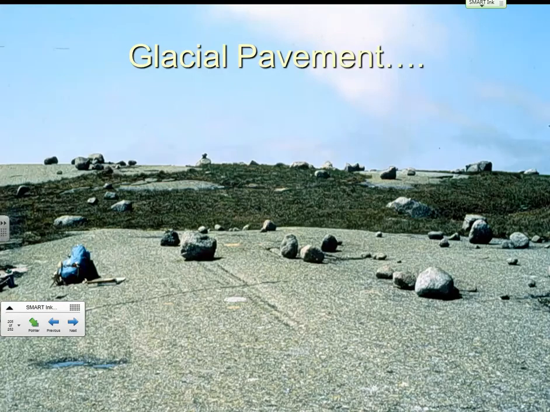Glacial pavement. This looks like the top of a mountain, and you can see these large glacial boulders here. We're going to learn about them later. And the general direction of the glacier's movement.